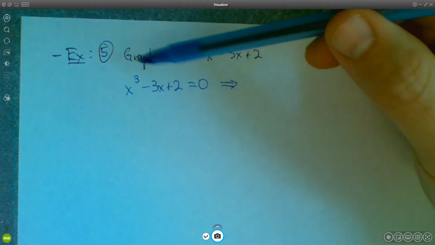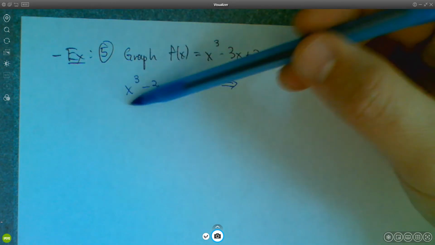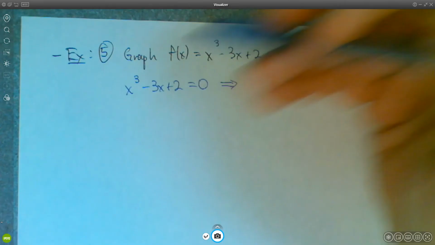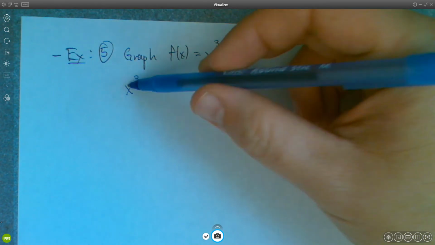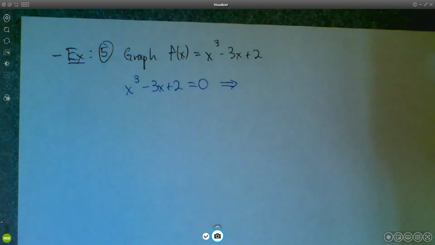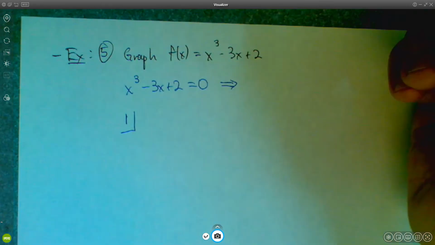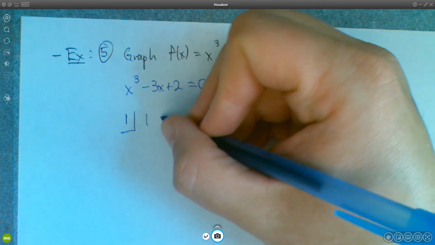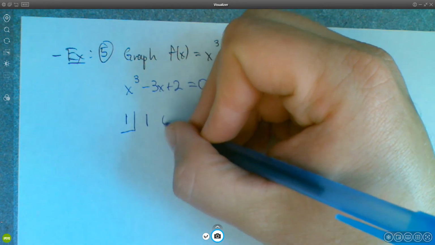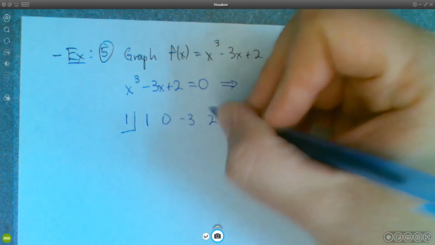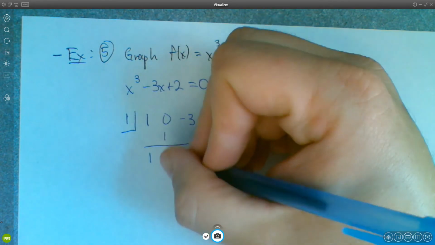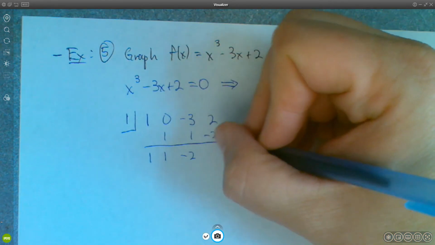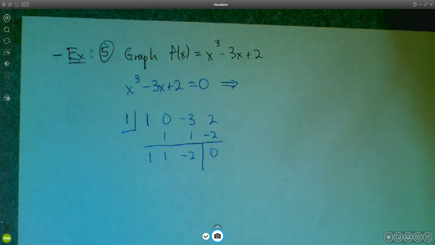You can test these by plugging them in directly or by using synthetic division. If I plug in 1, for example, which was a possibility, I get 1 cubed, and then 3 times 1 is 3. 1 minus 3 is -2. -2 plus 2 is indeed 0. So I know that 1 is a zero of this, or a root of this polynomial equation. Setting up the synthetic division, I have 1x cubed plus 0x squared minus 3x plus 2. 1, 1, 1, 1, -2, -2, 0. If this doesn't look familiar to you, then I feel bad for you. If it doesn't look familiar, set up a Zoom meeting with me and I'll walk you through it.